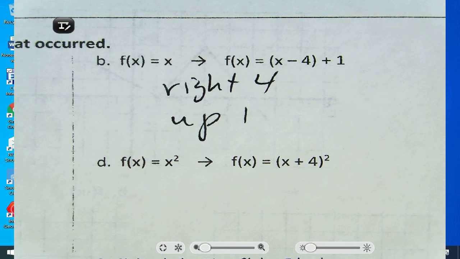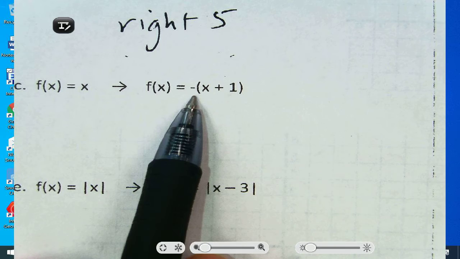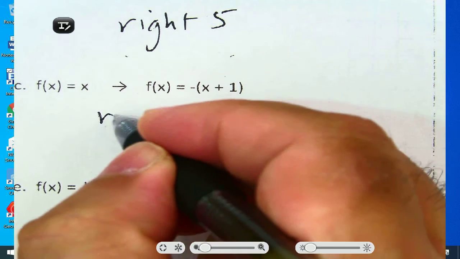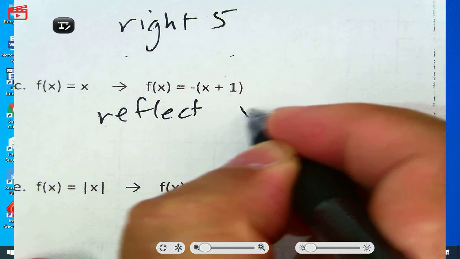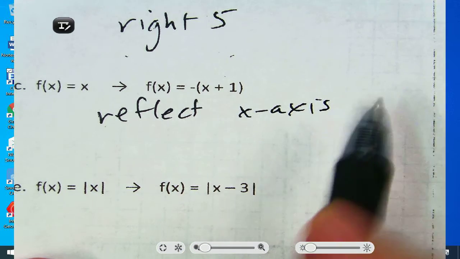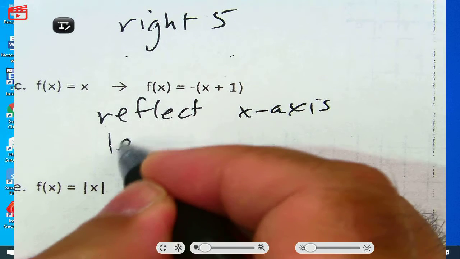Alright, ready for C? Okay, so there's a negative sign up front. That's the reflect. Reflect across the x-axis. And then the plus 1 is what? Left 1.